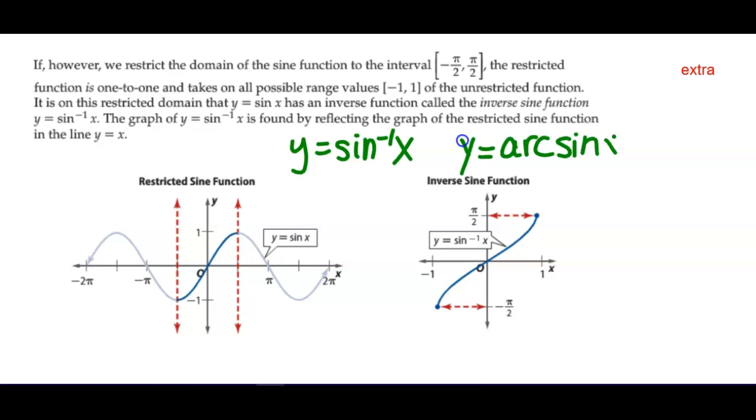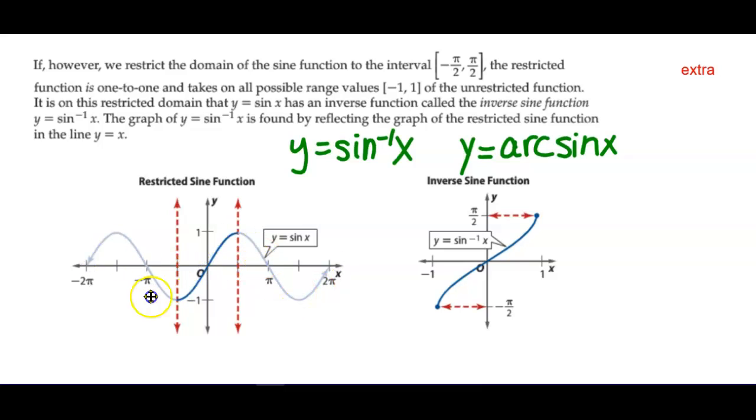I don't really know why. It says it somewhere, maybe on the next slide it says why it can be called this, but they used to always call it arc sine. Now they write it like this, inverse sine. Same thing. But this is a sine function, okay?